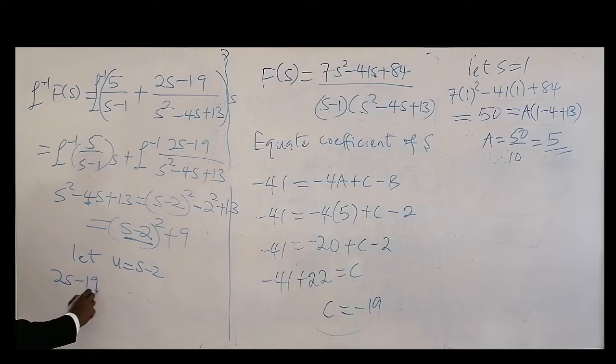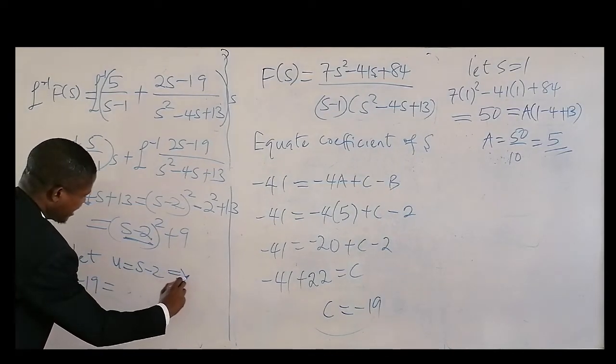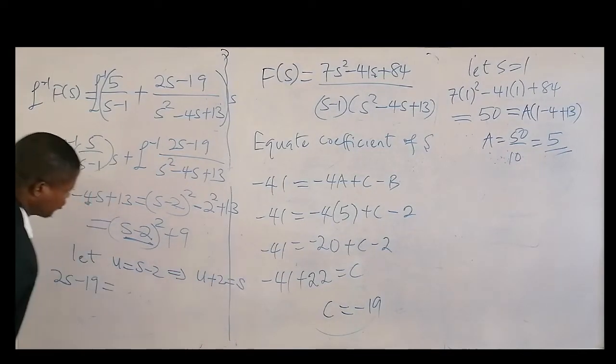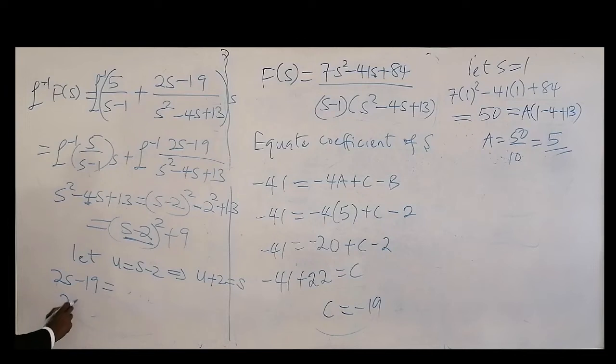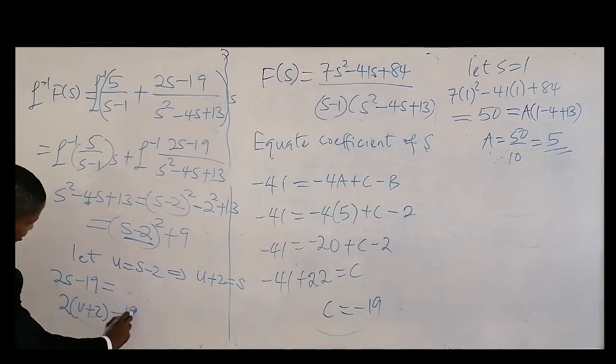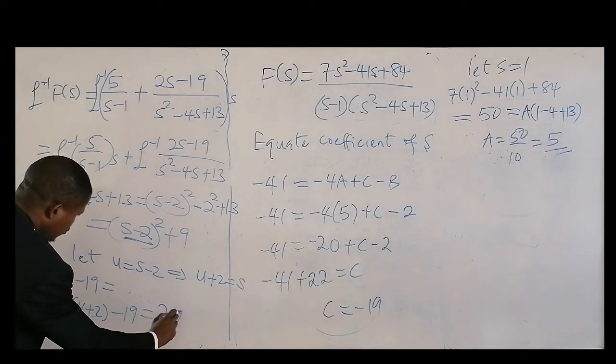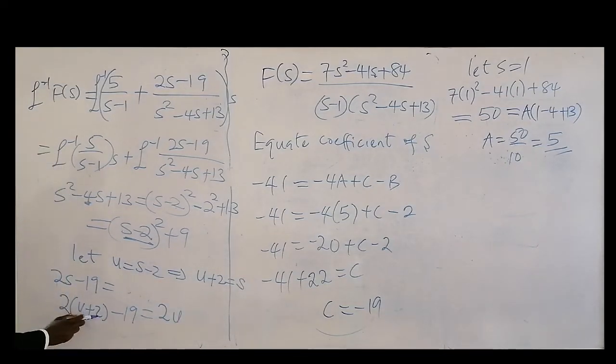2x minus 19 will be equal to what? Can we make x the subject? That will be u plus 2 equal to x. So we have 2 into brackets u plus 2 minus 19. And that's a 2u. This is a 2 times this, that's 4. 4 minus 19, that's minus 15.